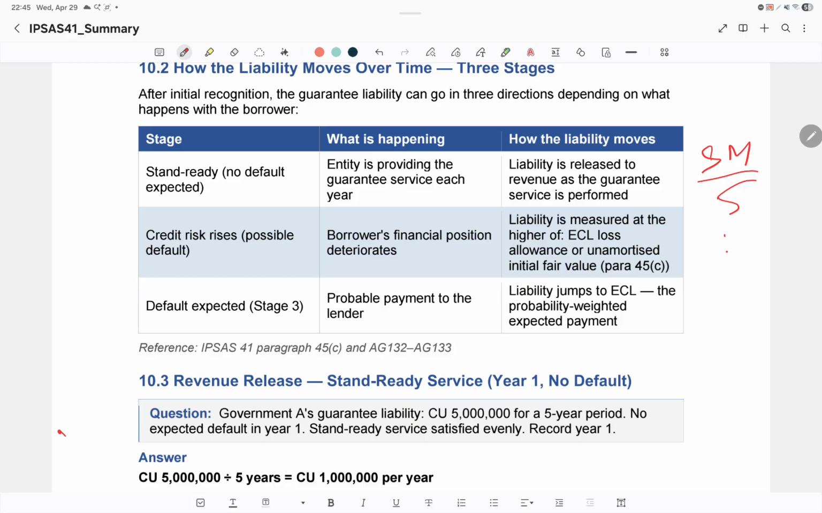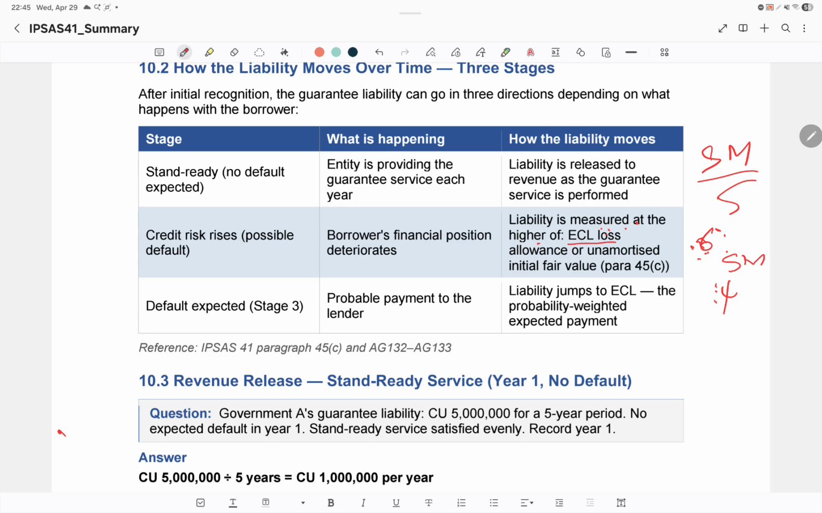So it is just standby. So you remove, like amortization, you remove from your books. Credit rises, borrower financial position. Liability is measured at the higher of the two. If you have 5 million or 4 million, and ECL is 6 million, you take the 6 million. The difference you take to expense and liability.